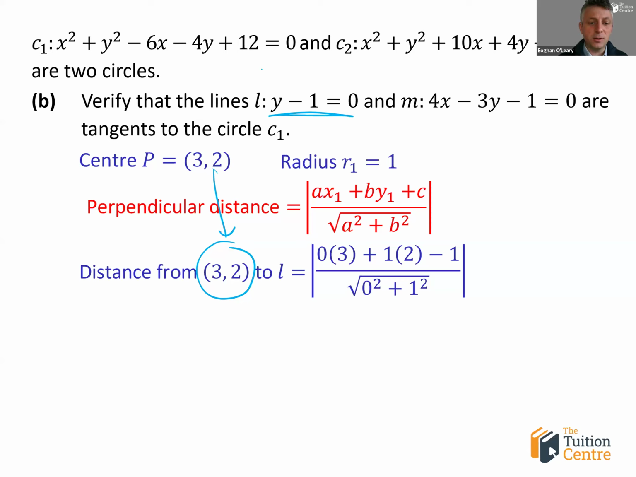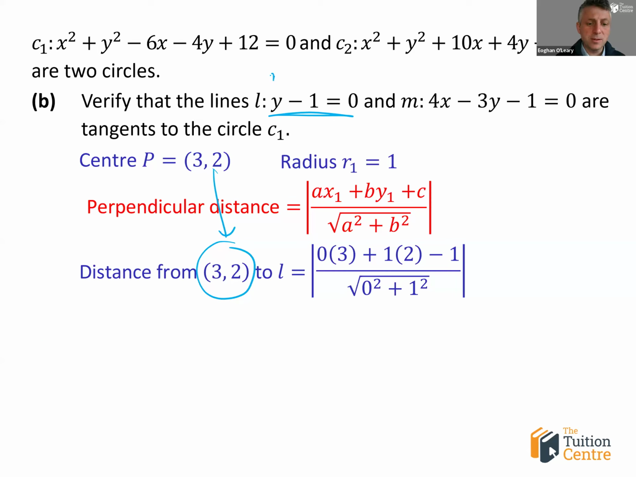if we're talking about the line L being of the form ax plus by plus c equals naught, then in that case, your a is going to be equal to 0, your b is going to be 1, and your c is going to be equal to minus 1.